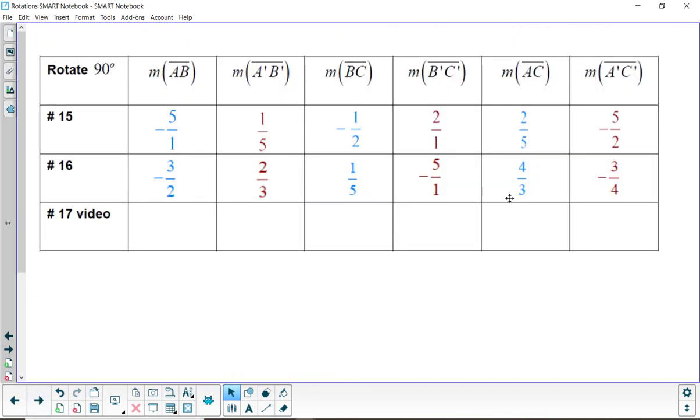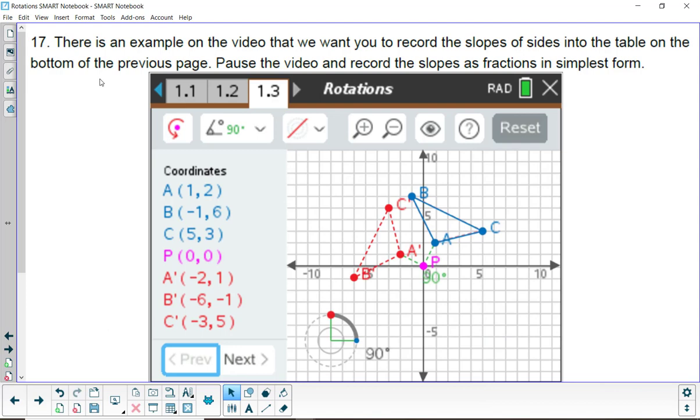So here are the answers that we got. Double check yours. Press pause as needed to double check them. Make any corrections. Make sure you understand how we got those. Number 17 is going to be a little bit different. So we're going to do the slopes using the TI-Nspire software. And then we're going to record the slopes there.